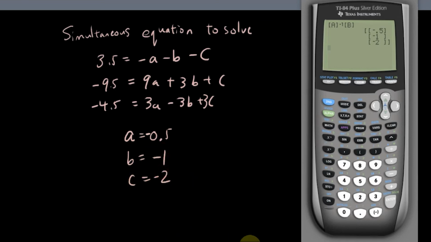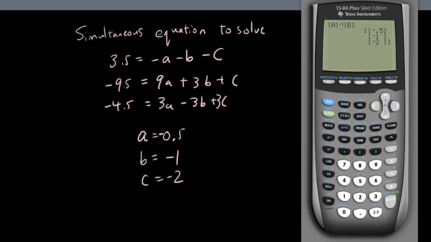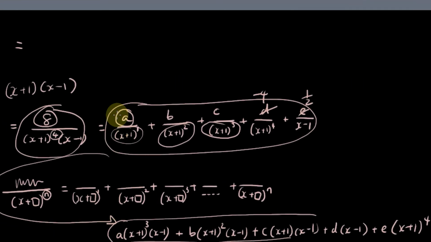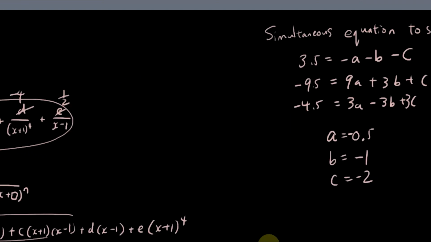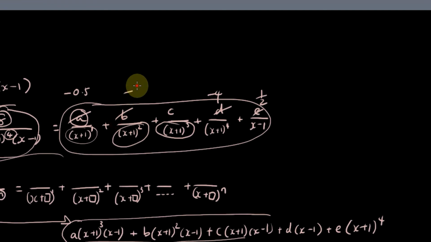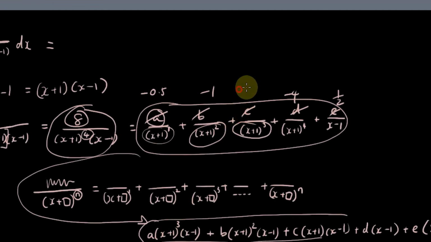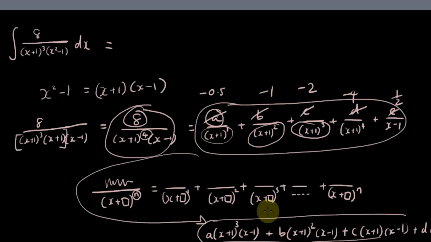Using these answers, A is -0.5, B is -1, C is -2. Now we're ready to integrate. In order to integrate this, I'm now going to break this down into 5 integrals.